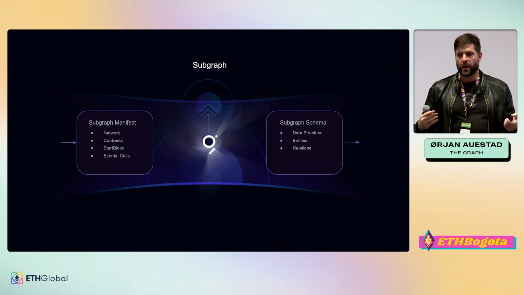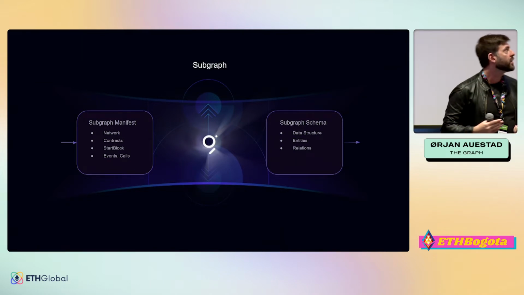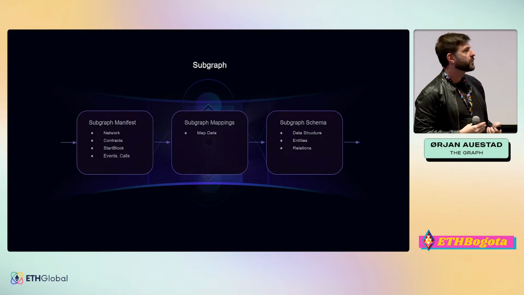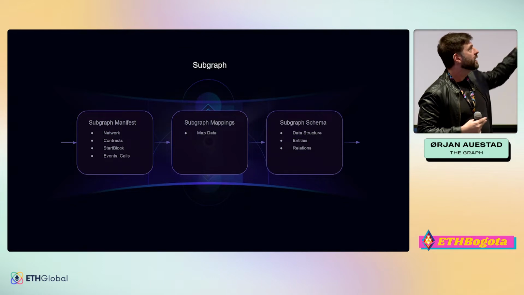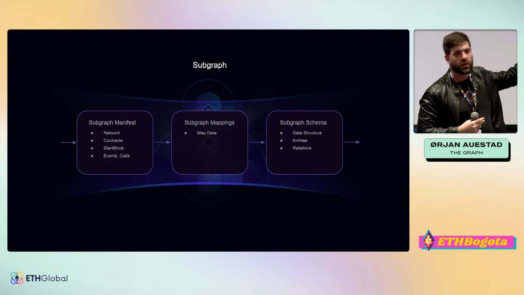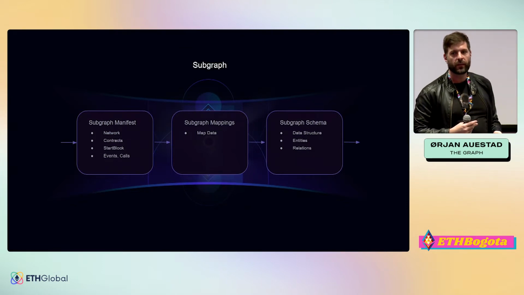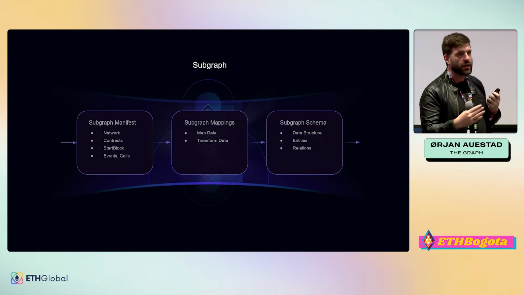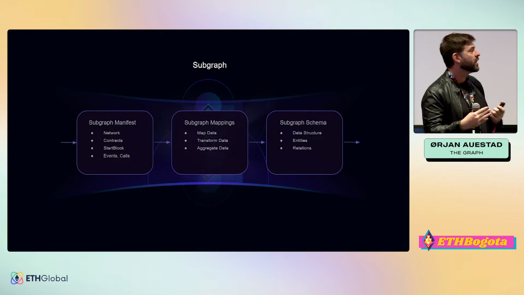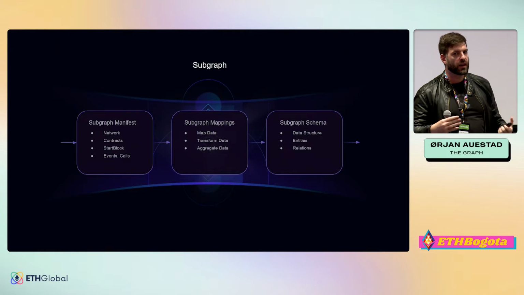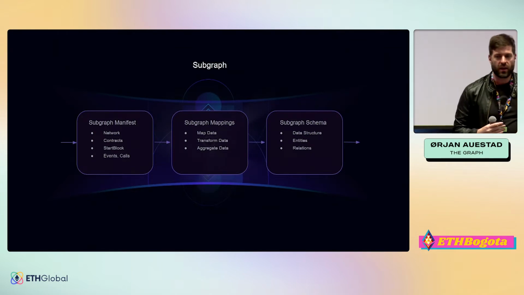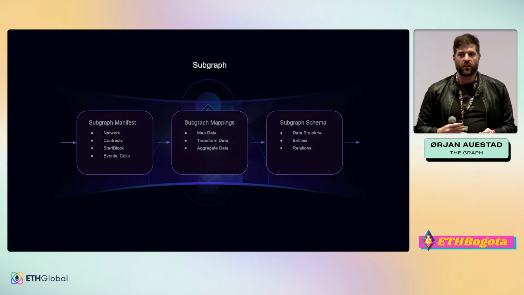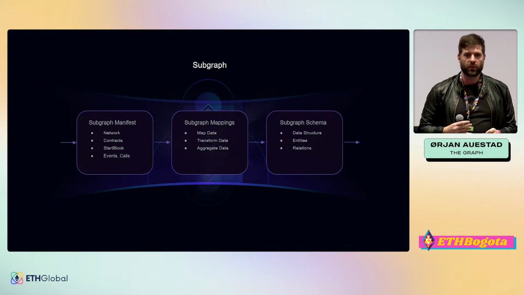Then, where you will spend the most time as a subgraph developer is in the mapping code. Here you map data from the events that you have specified to the data structure that you also have specified here. And you would also do any kind of transformation, aggregation of data in the mappings. But that is written in AssemblyScript, which is very similar to TypeScript if you've worked with that.